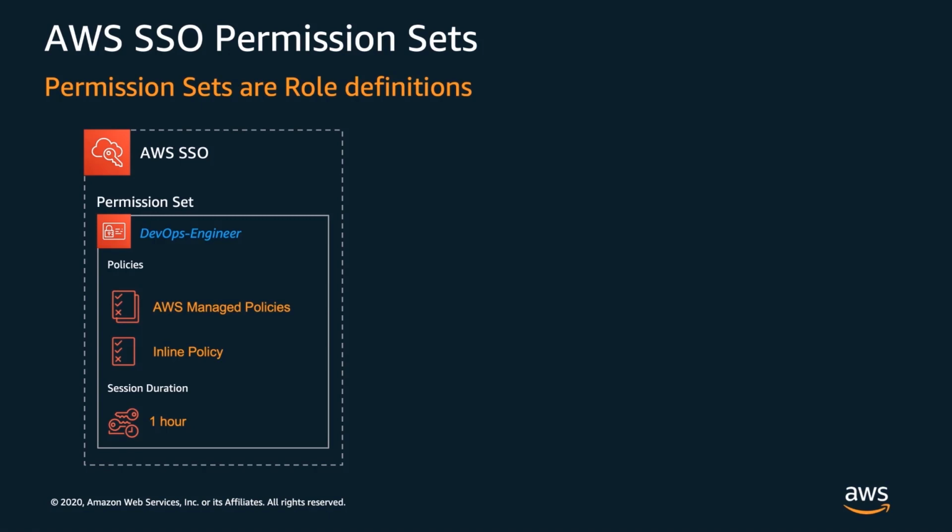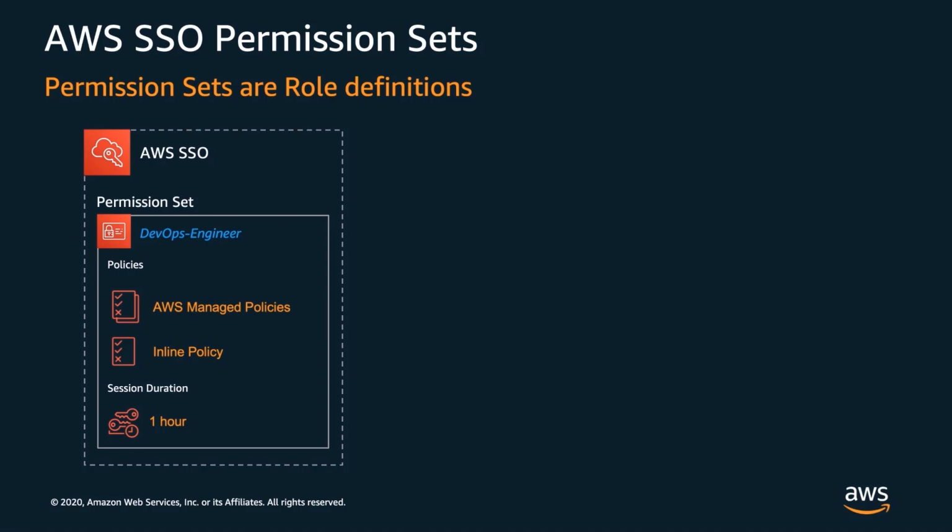So what are these AWS SSO permission sets? Well, you can think of them as role definitions. Within AWS SSO, you can create a permission set and assign policies to that permission set. So in this case, you can assign AWS managed policies and an inline policy, but it's important to note that customer managed policies aren't yet supported. And then you can set a session duration, which basically sets the duration of the temporary credentials.